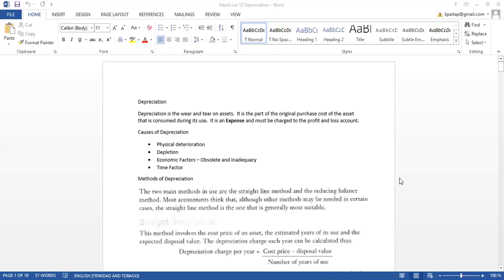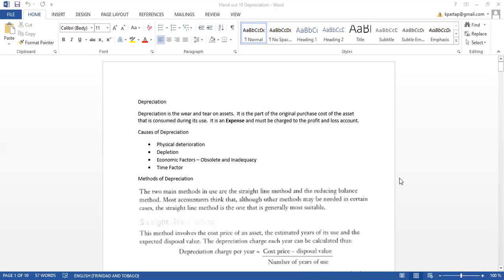Right, so as we know, depreciation is wear and tear on assets. An asset is anything that the company owns for a long period of time. Now, when you own an asset, the value of the asset will never remain the same, meaning if you purchase it for 100,000, over the years, it will not be worth 100,000 again, the value will fall.